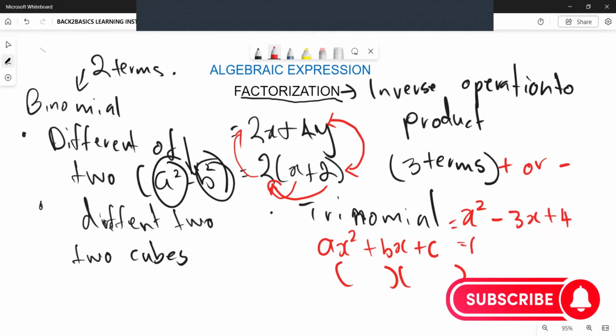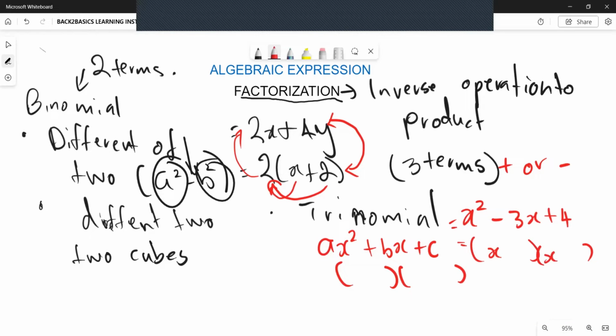This is going to be the same as x, open two brackets. This is going to be x, and then you're going to have 1 and 4, because those are factors that can give you 3. And then since you have a negative sign here, this is going to be negative and this is going to be positive. So you have now factorized your trinomial. That's what we mean when we say you open your two brackets when factorizing trinomials, right?